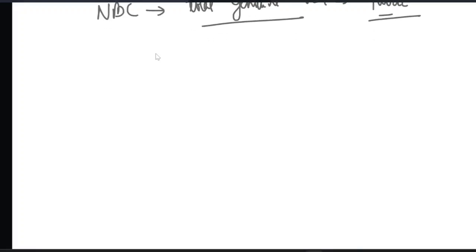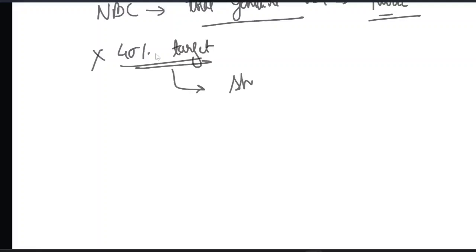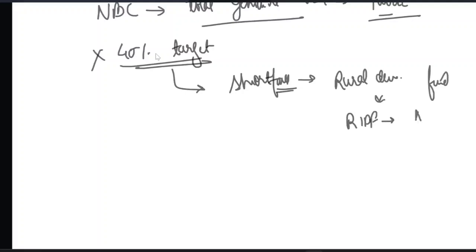But what if the bank failed to meet its 40% target last year? Every bank has a 40% target. What if the bank failed to meet this? The RBI punishes them by saying, since you did not lend enough to farmers, you have to lock up that shortfall money in a special rural development fund. The name of that fund is RIDF, with NABARD.